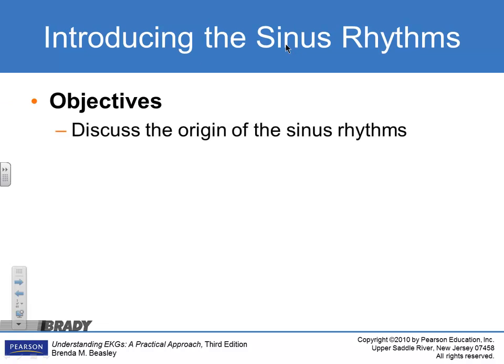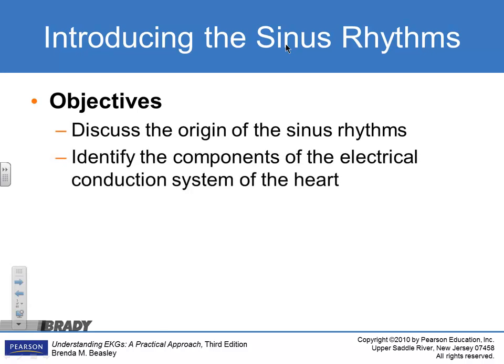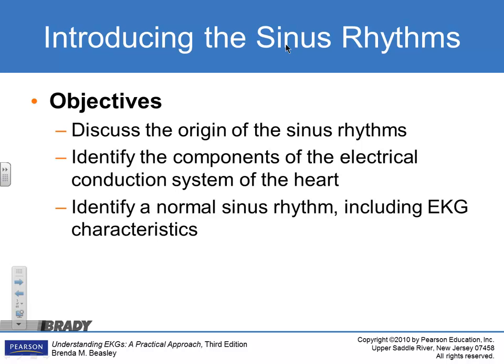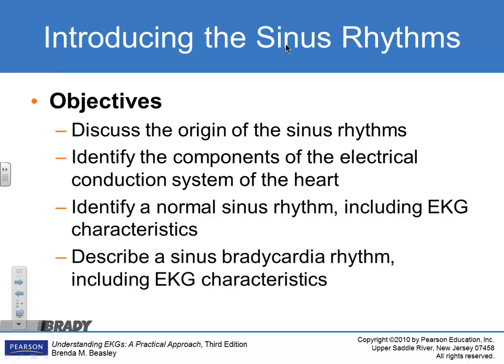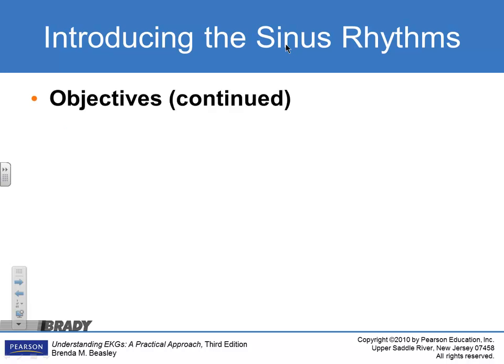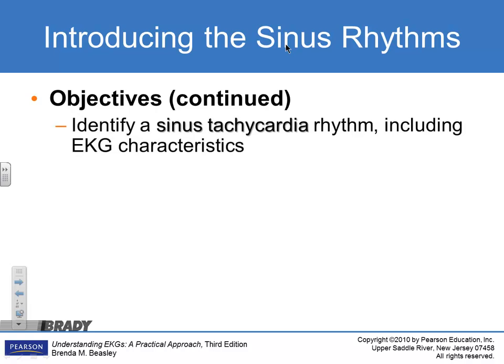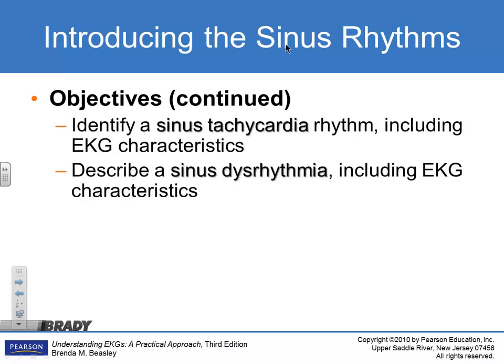Our objectives, we're going to be looking at the origin of sinus rhythms. We're going to look at the electrical components of sinus rhythm. These are all part of your A&P that you should have already had, so we'll probably go through that fairly briefly. We're going to look at recognizing sinus rhythms, recognizing sinus brady, tachycardia, and sinus dysrhythmia.